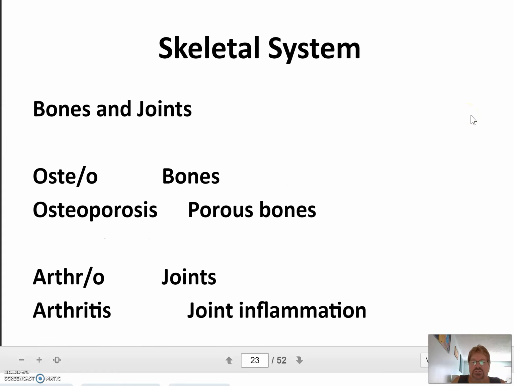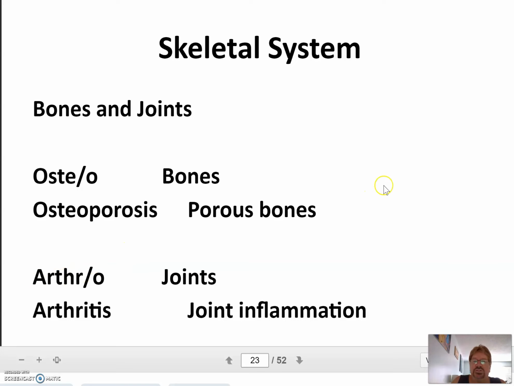Okay, the skeletal system. Bones and joints. Osteo is the root word for bone. Osteoporosis is porous bones, or bones that have become weakened and lost some of their minerals. Elderly ladies, for example, in menopause often suffer from that. But elder men do too.